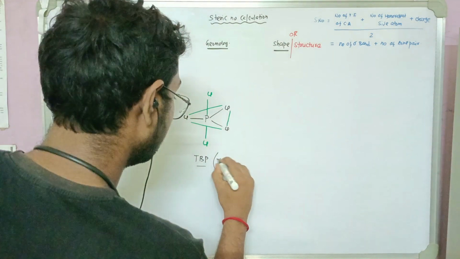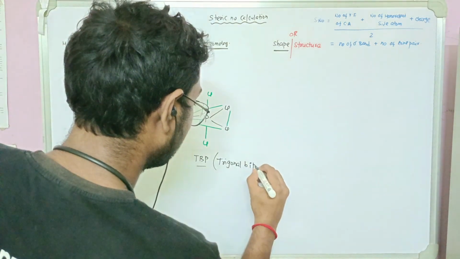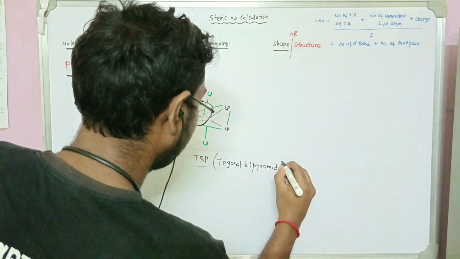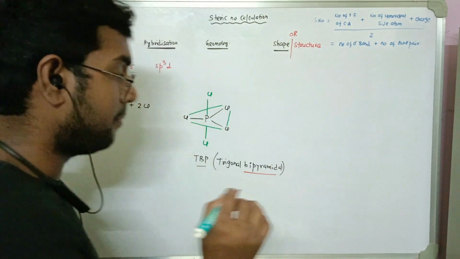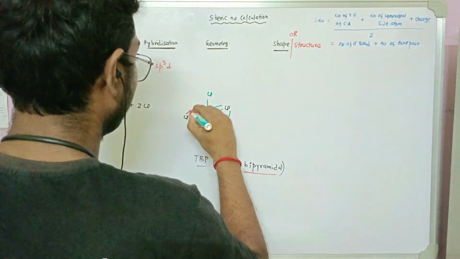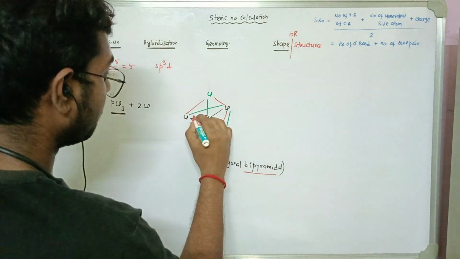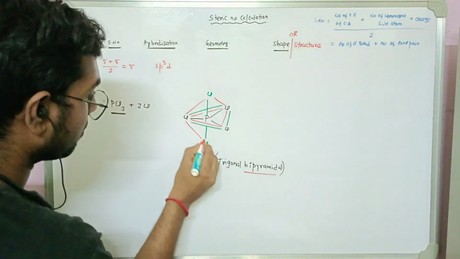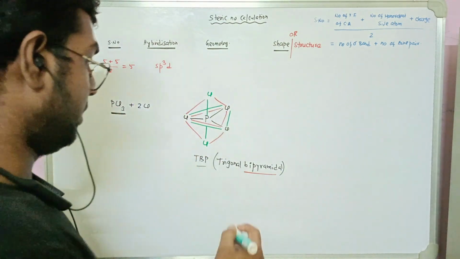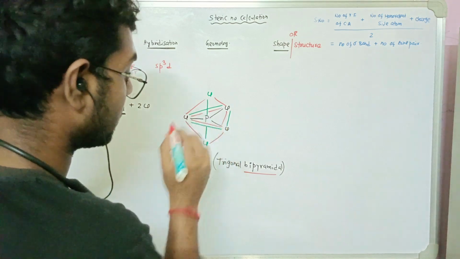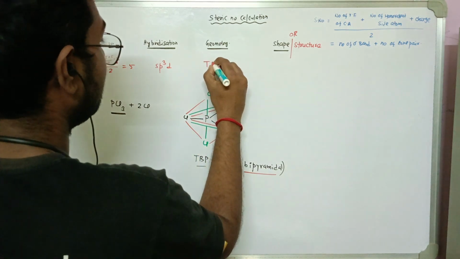This geometry is called trigonal bipyramidal, short form TBP. Why is it called TBP? Let's discuss this. First of all, the name suggests bipyramidal, so there will be 2 pyramids. One is at the top, you can see, like this one, and another is at the bottom. So the top contains one pyramid, the bottom contains another pyramid, so bipyramid, and the base is trigonal planar, so this is called trigonal bipyramidal. So in the case of sp3d, the geometry will be TBP.